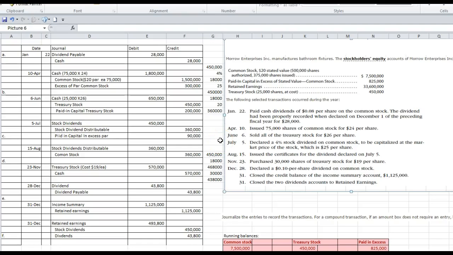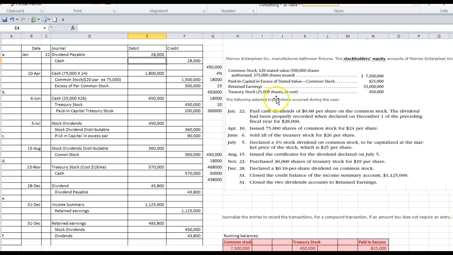Okay, this is homework 11, chapter 11, and I'm just going to do the transactions or the entries for you, and then you will be able to do the retained earnings and the equity section from there. So let's look at this. We have a dividend payable, it looks like, and it says we're paying cash dividends that were declared last year. So all we're doing is crediting cash and debiting dividends payable to get started here.